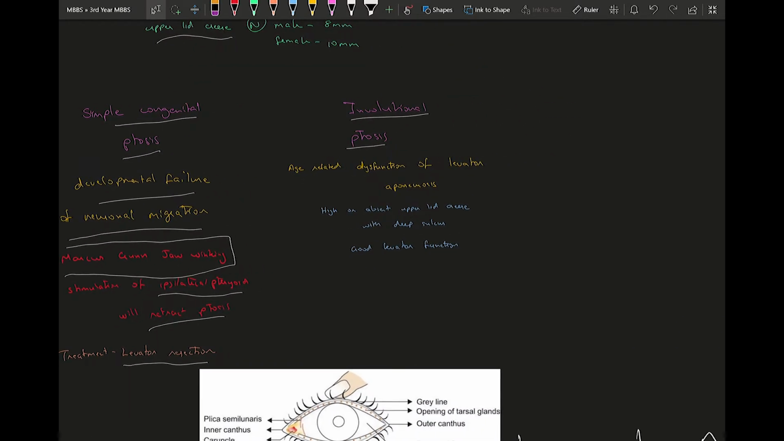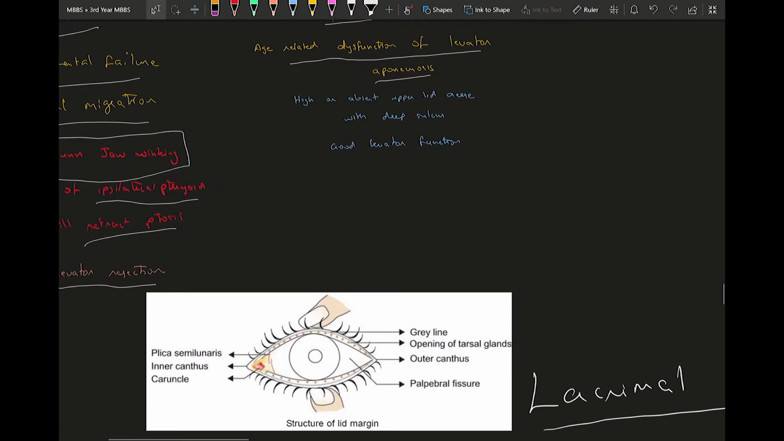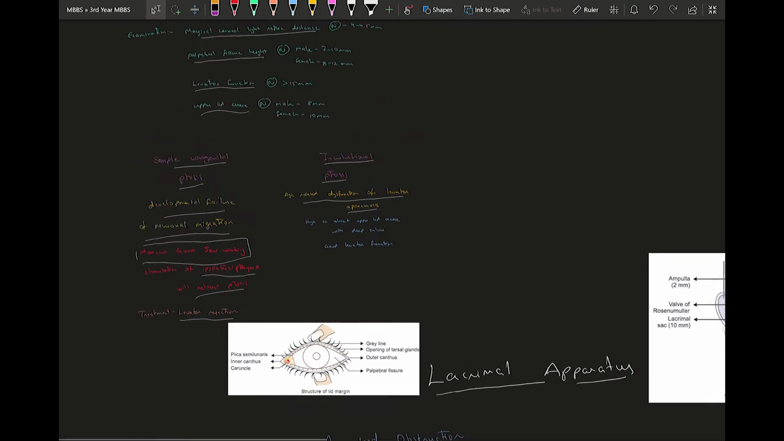Moving on, involutional ptosis. It's an age-related dysfunction of the levator aponeurosis. So there is a high or absent upper lid crease with a deep sulcus, and it has good levator function. That would be your involutional ptosis.